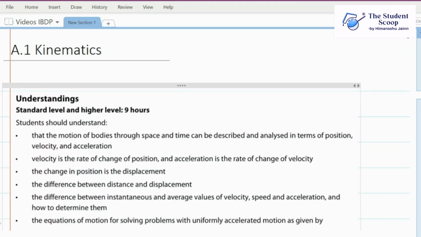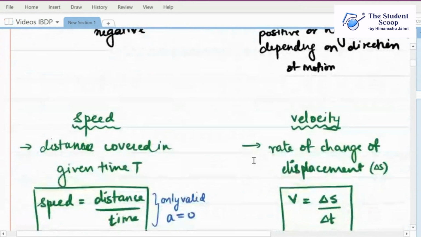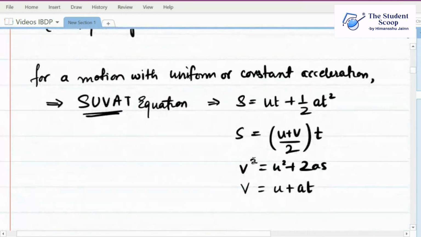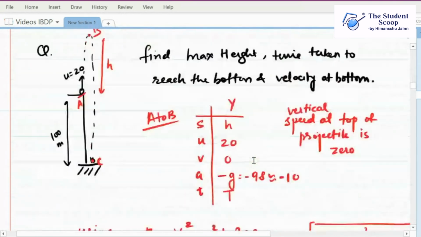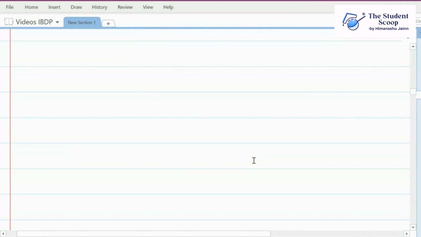So hello everyone. In this video, we are going to cover the motion graphs in different scenarios and what they represent, how to determine various quantities using those graphs. We have already covered some basics about kinematics in the previous videos. Now we are going to start with motion graphs.